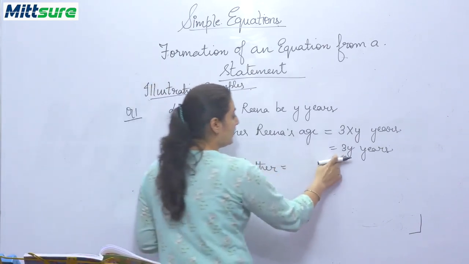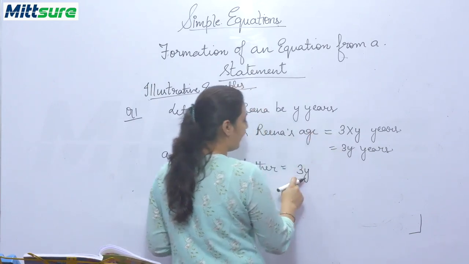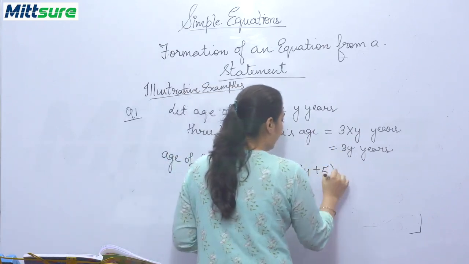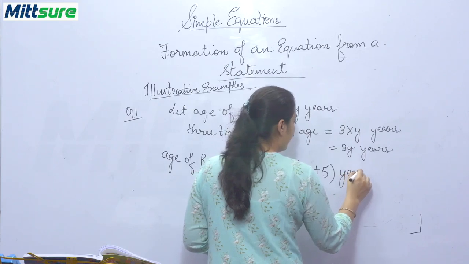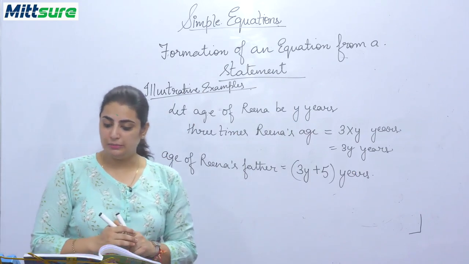Now, if Reena's age is 3 times, what will be her age? 3y. And if her father is 5 years older, then 5 will be added to this, and then the father's age will become 3y plus 5 years. So, this is how this statement will be formed.